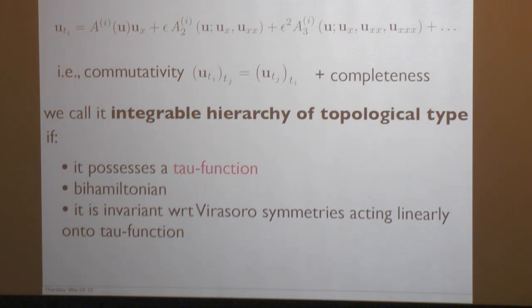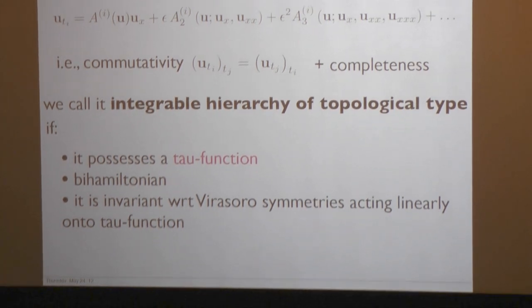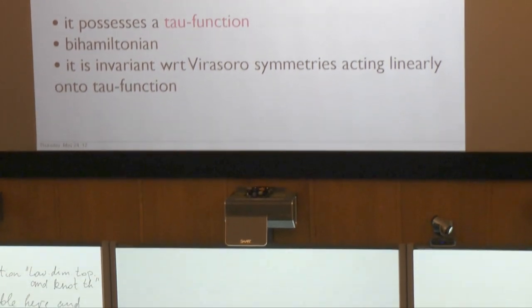So there is a general class, but more specifically, we must require that the hierarchy possess a tau function. This is a first restriction that doesn't hold true in general. It must be bi-Hamiltonian with a suitable class of Hamiltonian structures, and it must be invariant with respect to Virasoro symmetries that act linearly on the tau function. So this is essentially all we require. Of course, you must know what is meant by Hamiltonian and what the Virasoro algebra and Virasoro invariance are. But this is just technical, and I will not do it today since the subject of my talk is different. My subject is mainly about dressing transformations, which is, in a sense, more elementary stuff.